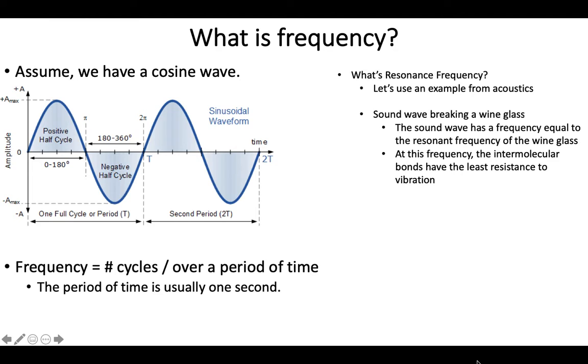So let's take an example. Let's just say our period of time is 2t. We have two cycles, so it would be 2 over 2t, which would just be equal to 1 over t.